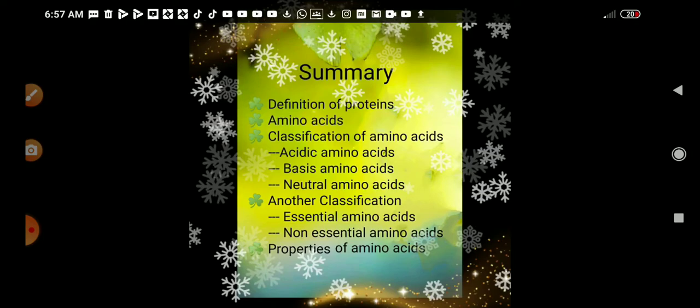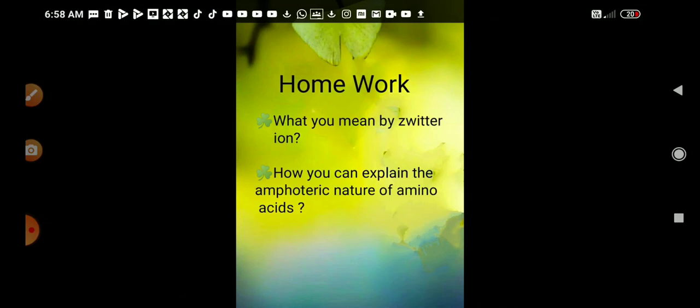So let us summarize. Whatever we have discussed in this: what is a protein, what is an amino acid, and classification. That is, we classified it as acidic, basic and neutral based on the number of acidic and basic groups. The other classification is essential and non-essential amino acids, and we also discussed the properties of amino acids. I think the topics are clear for you. So what is the work for you? You have to write the answers to these questions.